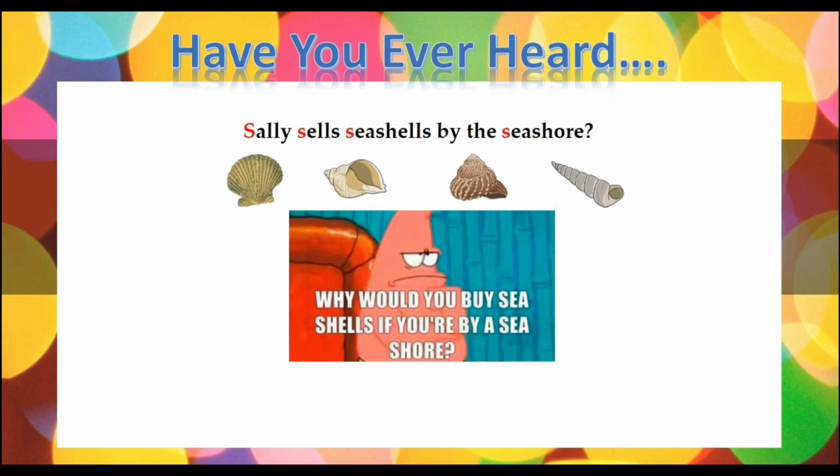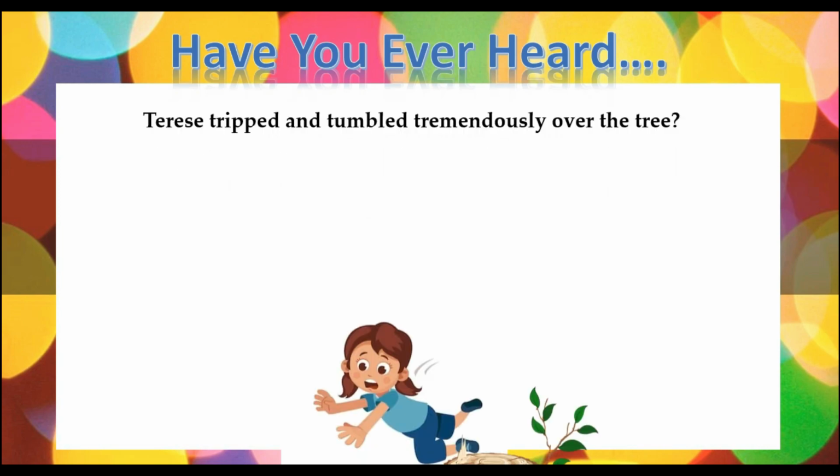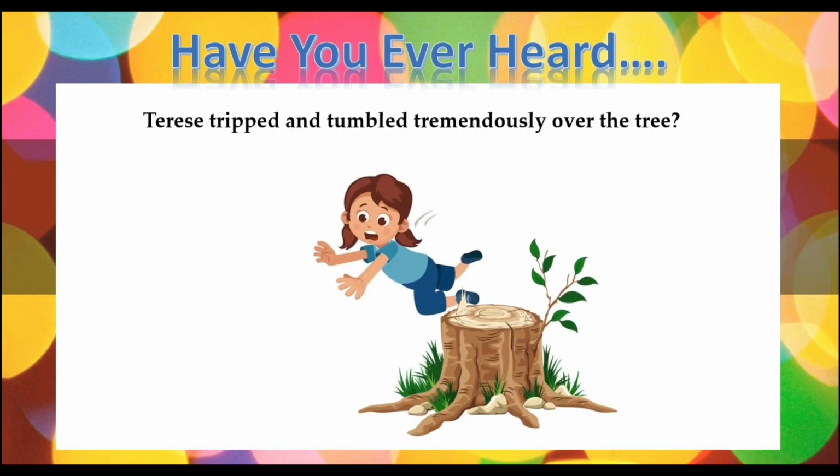Let's go through another example. Therese tripped and tumbled tremendously over the tree. I repeat that. Therese tripped and tumbled tremendously over the tree. Take a minute again, please, and try to tell me what's so distinctive about this sentence.